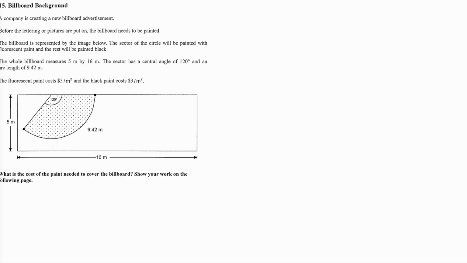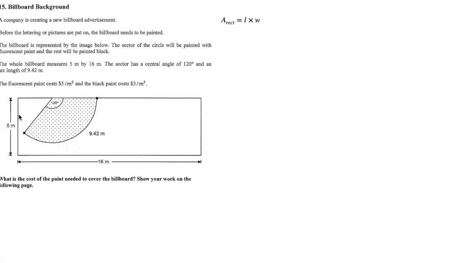We need to figure out the area of the rectangle and the area of this sector. The area of the rectangle, its length times width, is 5 times 16, which is 80 meters squared. Then the area of the sector. The area of the sector is n degrees out of 360 times pi r squared. We don't know what the radius is. We do know the arc length is 9.42.